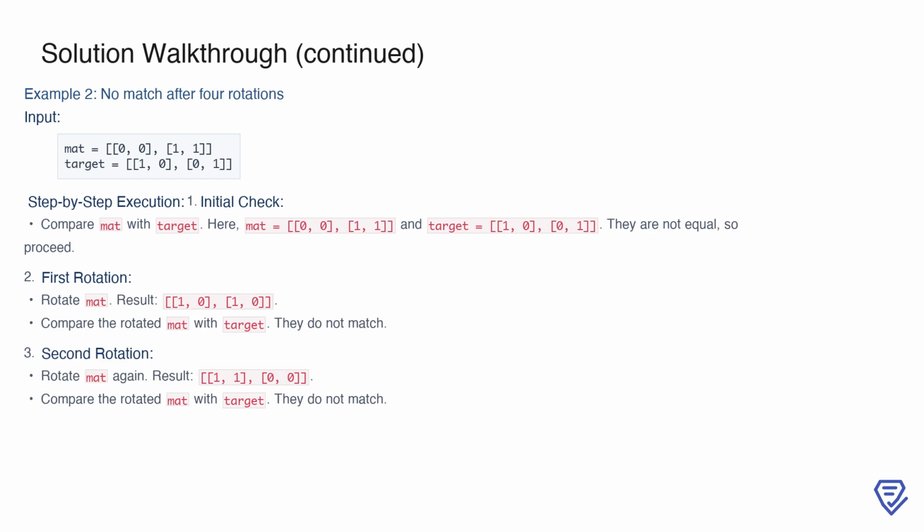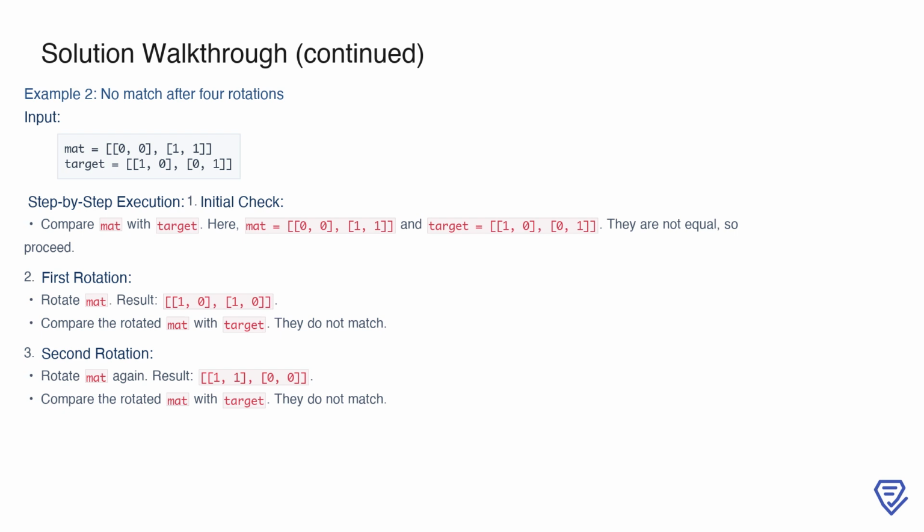Here, we consider a case where no match is achieved even after 4 rotations. The initial matrices are mat equals [0, 0], [1, 1], and target equals [1, 0], [0, 1]. A comparison shows they are not equal. We then perform the first rotation on mat, which results in [1, 0], [1, 0]. Comparing this rotated matrix with target, we find no match. Next, we rotate mat again, resulting in [1, 1], [0, 0].